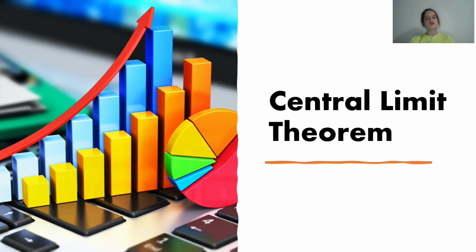Before jumping to this topic, there are some prerequisites that you should know. First is normal distribution, second is skewness, and third is standard deviation. I will be mostly referring to these words, so it's better you should know what these are and the details about them. You can watch my previous video to learn about it. So let's start with the central limit theorem.